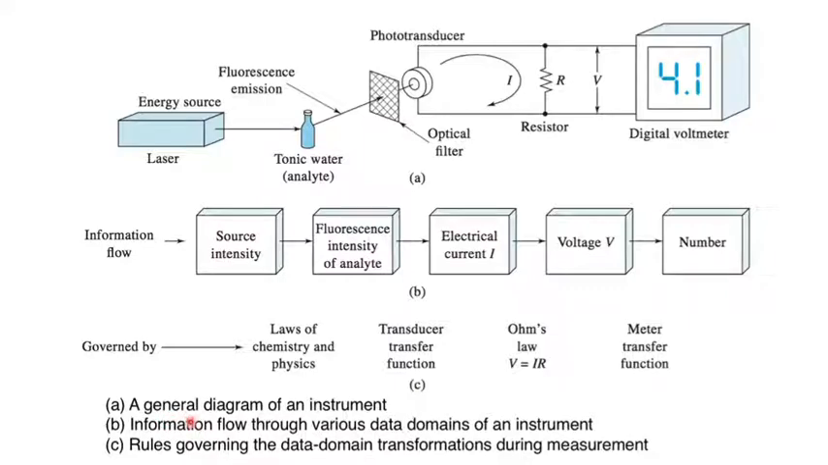So a general diagram of an instrument is the top one, information flow through various data domains of an instrument. This is part B here, and rules governing the data domain transformations during a measurement are shown at the bottom. You can see that there's quite a lot going on in each instrument. Basically, as users or interpreters of the information, we're mainly only concerned with what the analyte is and the readout here. The rest of it pretty much stays the same inside the instrument. The instrument takes care of most of the other controls, except we have to place the sample there, and then we get some measurement out at the end, and it's up to us to determine what that actually means.